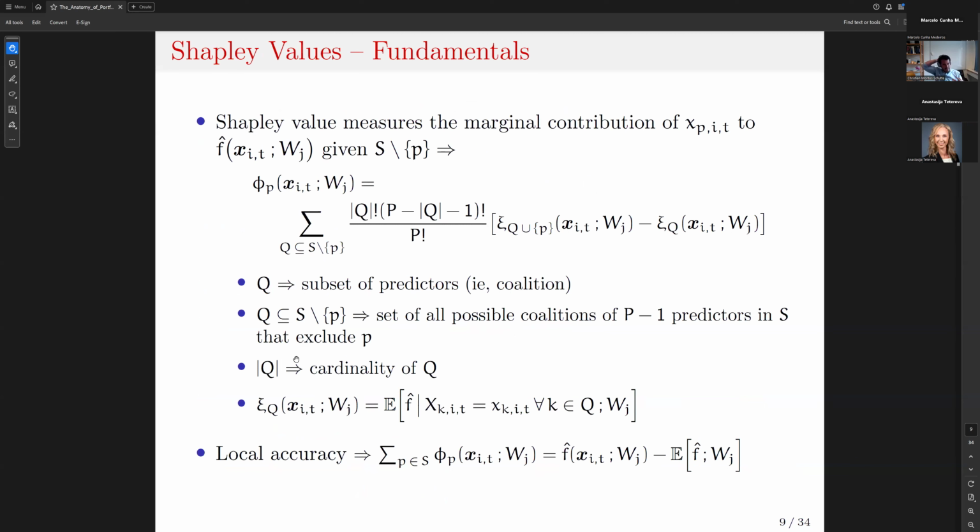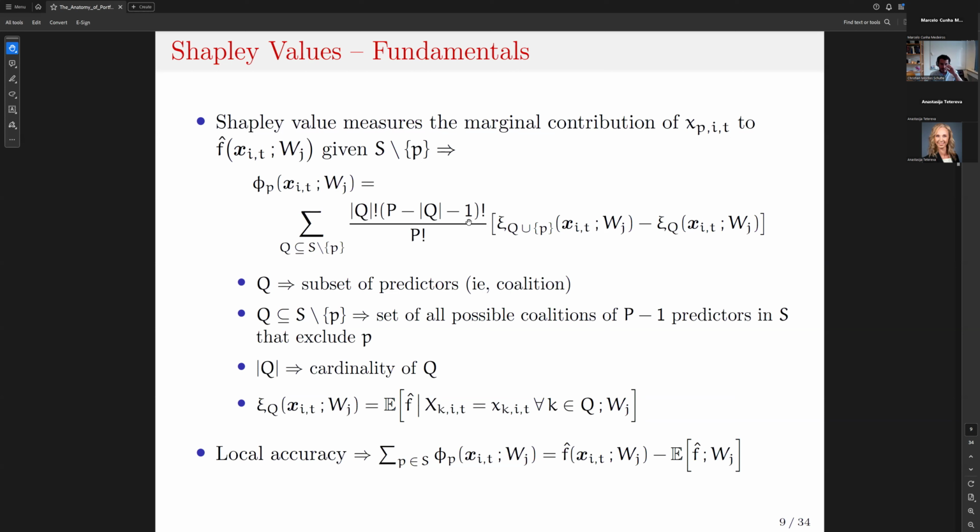So again, Shapley values measure the marginal contribution of predictor x_p, for instance i, at time point t. And this is generally the form in which Shapley values are shown, right? So the Shapley value for predictor p, for the group of predictors x at t and the window w_j in this case will be given by the weighted sum of the marginal contributions of the predictions of the model for all coalitions that include and exclude predictor p.